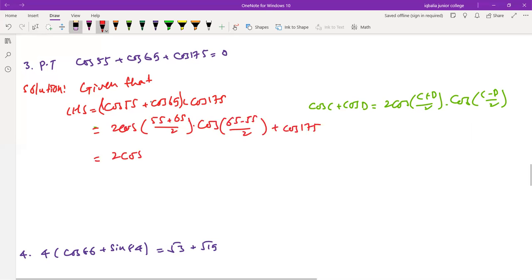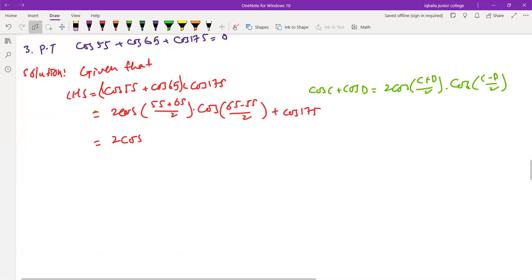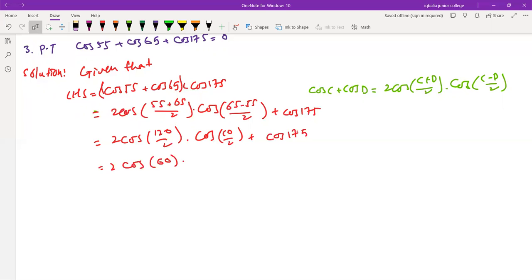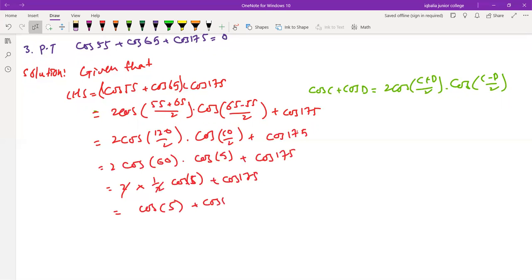Now we will have 2 cos 65 that is 120 by 2 into cos 10 by 2 plus cos 175. Then we will have cos 60 into cos 5 plus cos 175. I know cos 60 is nothing but 1 by 2, and cos 5 plus cos 175. These two will get cancelled. So here we will have cos 5 plus cos 175.